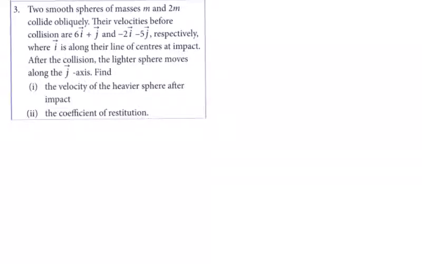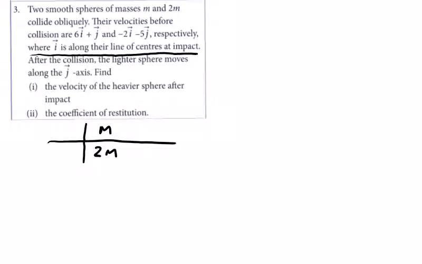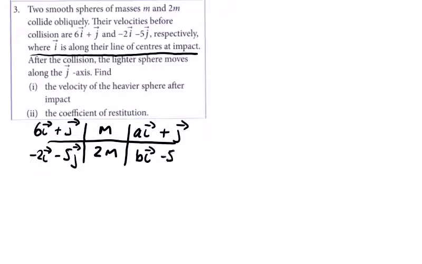Question 3, we have two smooth spheres of masses m and 2m. They're colliding obliquely, and it's along the y-axis. This line is center, so no change in the j. So beforehand we have 6i plus j and minus 2i minus 5j. So afterwards we're going to have ai plus j, and we're going to have bi minus 5j, so no change in the j.